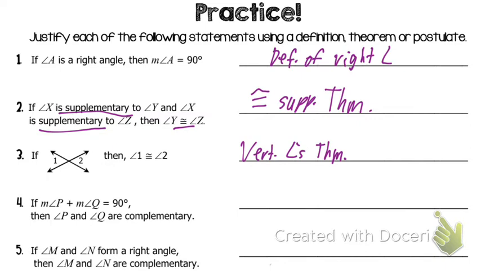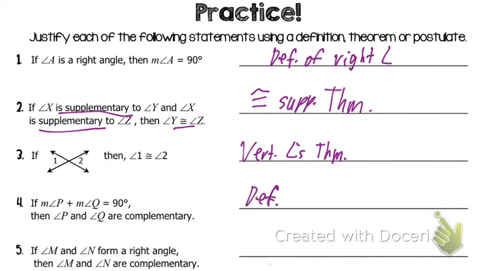Okay. Number 4. If the measure of angle P plus the measure of angle Q equals 90 degrees, then angle P and angle Q are complementary. Well, we went from math, an equation with two things added together and equaling a number, to a bunch of words. Math to words is a big hint for what? A definition.